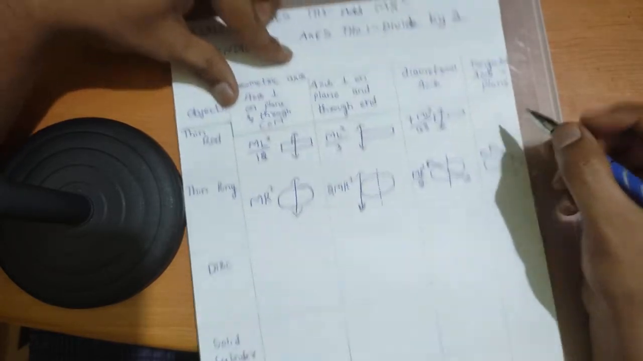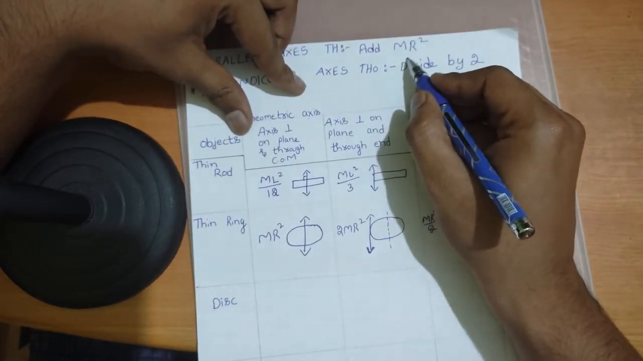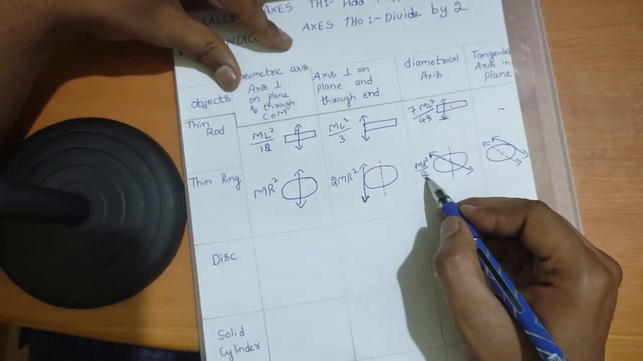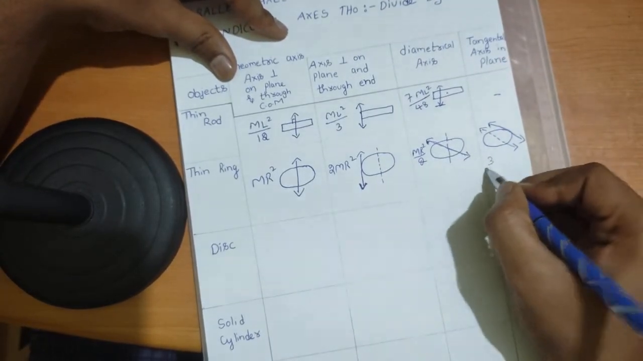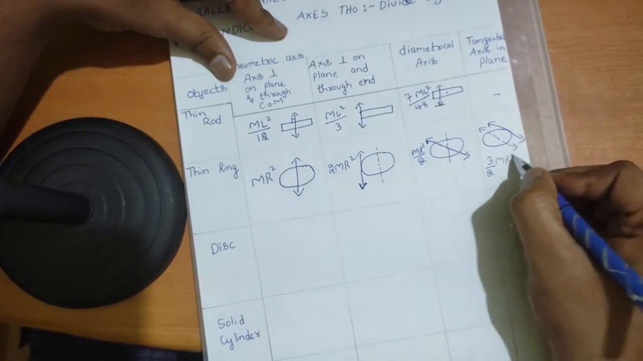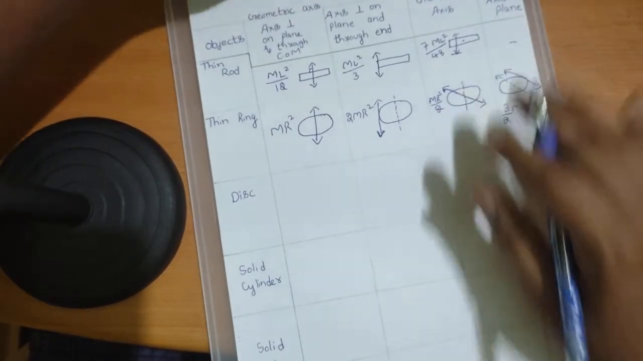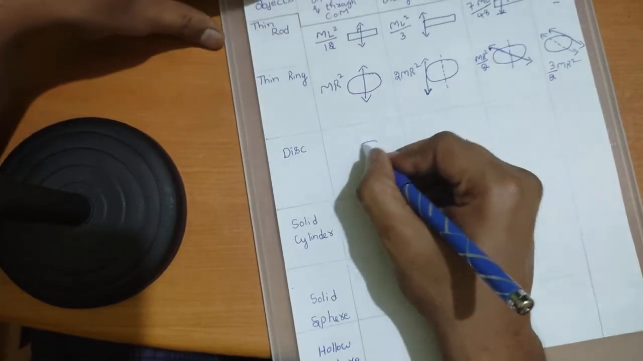So we have to add one mr square. For which expression do we have to add mr square? For this expression we have to add mr square. So mr square by 2, if you add one more mr square, it will become 3 by 2 mr square. Alright, okay. Next, let us come to the disk.